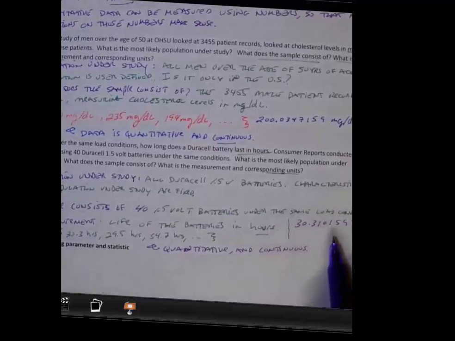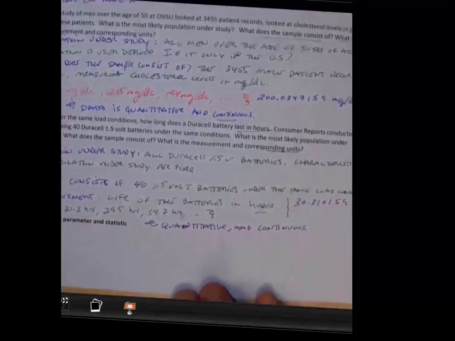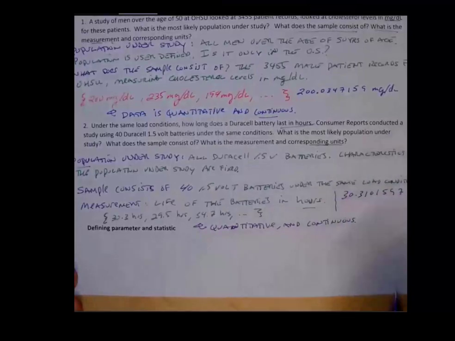which kind of brings a philosophical question: is this measuring time? Is time continuous or is it discrete? Does it actually have a stop? I don't know the answer to that. But in everyday thought, we think of this as being continuous.